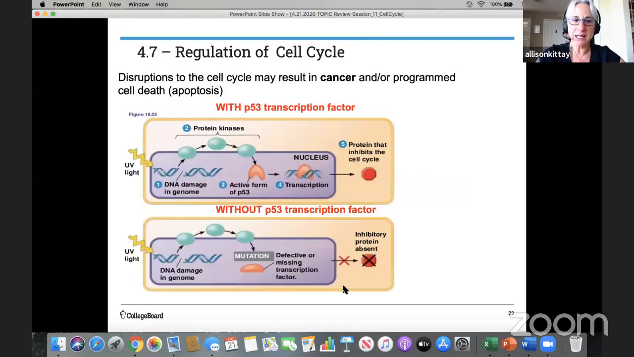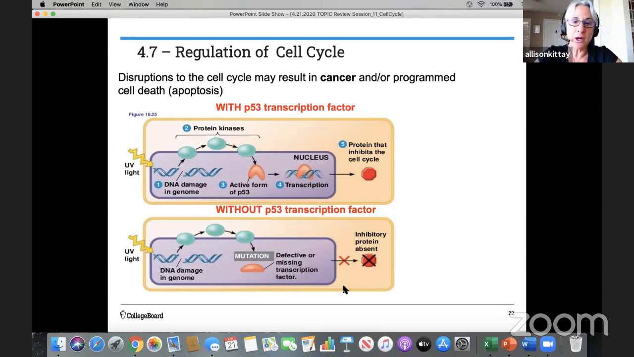Okay, the second thing I want to talk about are disruptions to the cell cycle that may result in cancer. And I want to talk specifically about a transcription factor that's called P53. So first, I'd like to talk about this pathway with that transcription factor present. And then in the image below, I want to talk about what happens without that P53 transcription factor.